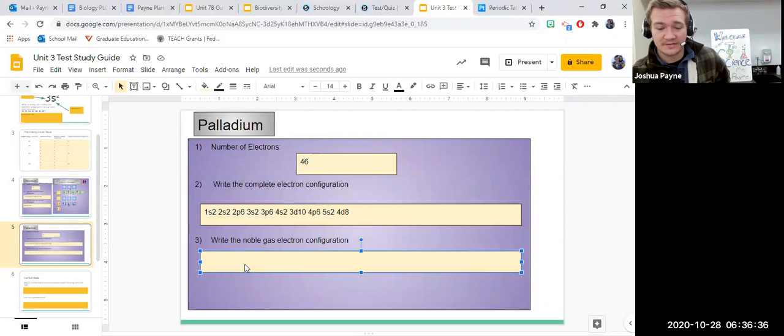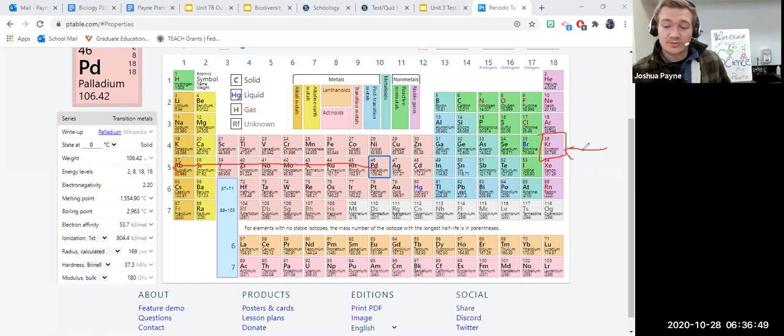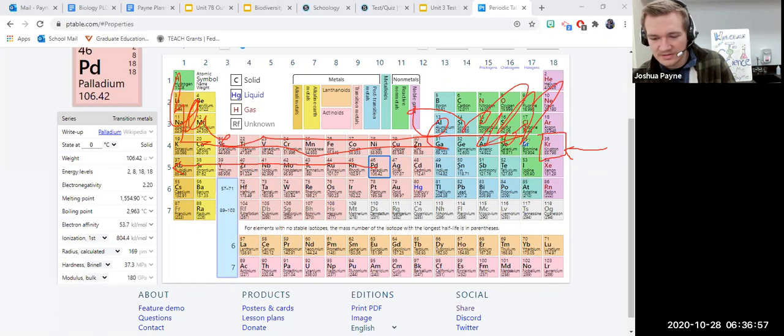We're going to do our noble gas. All we have to do is go backwards until we hit another noble gas. So we go through all these, and we see the noble gas that we last encountered was krypton. So we're going to start with krypton in parentheses, which basically represents everything before it, krypton's electron configuration. And then we have everything left over. On our 5th level, we have 5s2, and then we have 4d8.